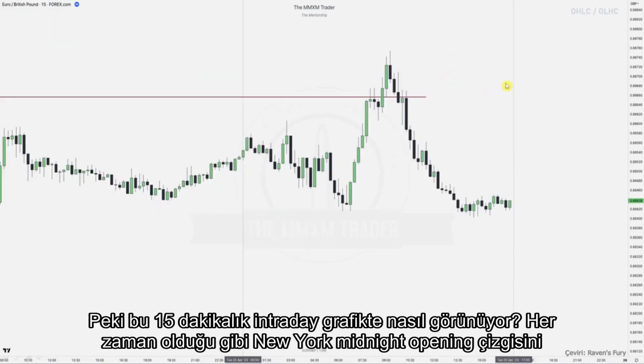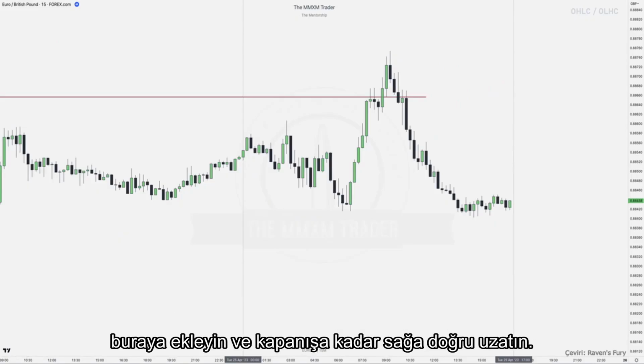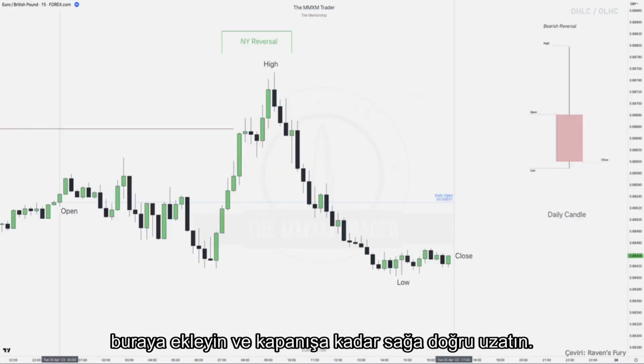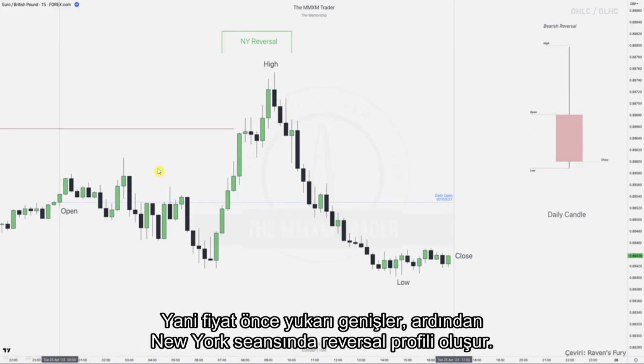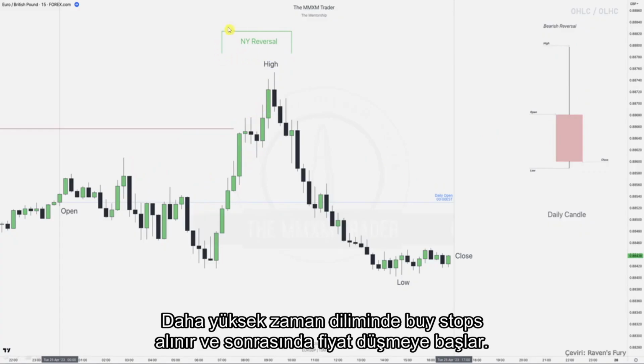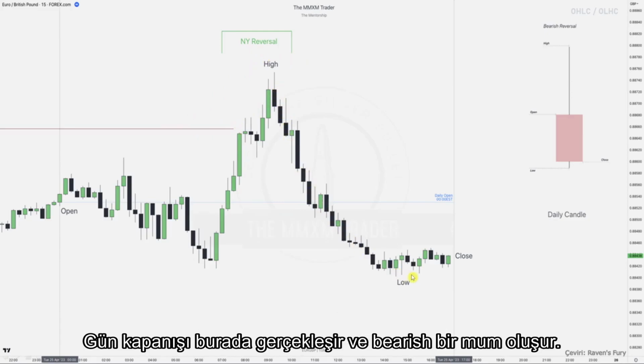So how does that look like on a 15-minute chart, an intraday chart, right? As always, draw out your New York midnight opening line, right? Over here. Draw that out in time all the way to the right for the close of the day. And then with this longer wick on top, we need to have an expansion higher first, right? So we're expanding higher first, having a New York session reversal profile. We run buy stops on our higher time frame and then start to decline after, and then close out the day over here, forming this bearish candle.